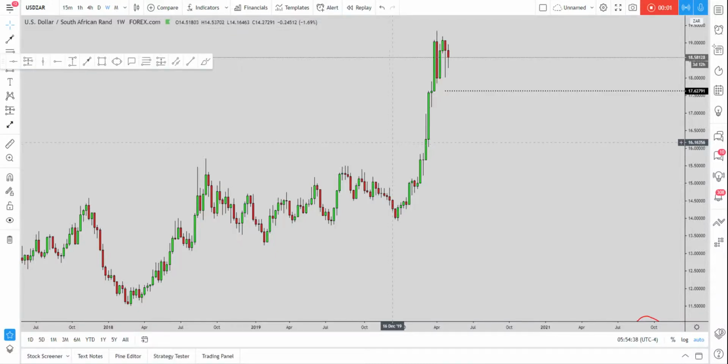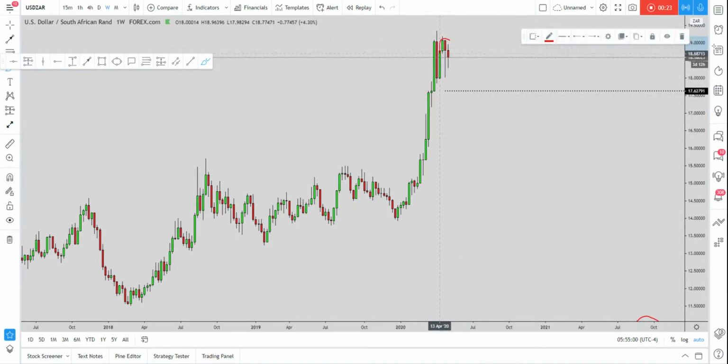Okay, so what kind of situation do we have at the moment on USD ZAR? Now, from a weekly perspective, what do we have? We have a market that has created a very overextended impulse to the upside. And from here, what do we expect? We expect the market to make a deeper retracement, specifically after this double top.